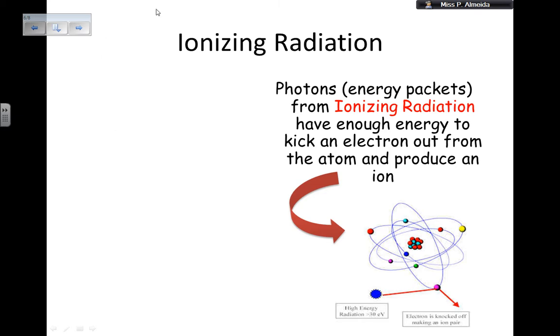Photons, or packets of energy if you want to think of them that way, from ionizing radiation have enough energy to kick an electron out of the atom and produce an ion, okay? So this is the high energy radiation. It hits the electron, and the electron gets out of the atom. Therefore, I have an atom that doesn't have the same number of protons and electrons, and therefore it has an overall charge.